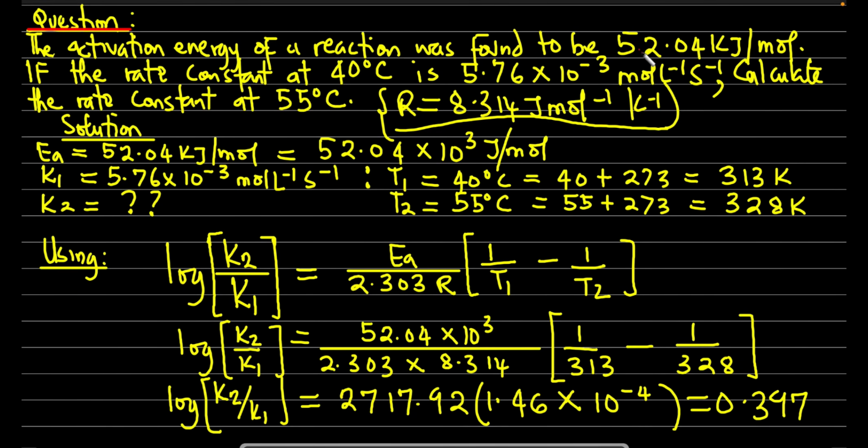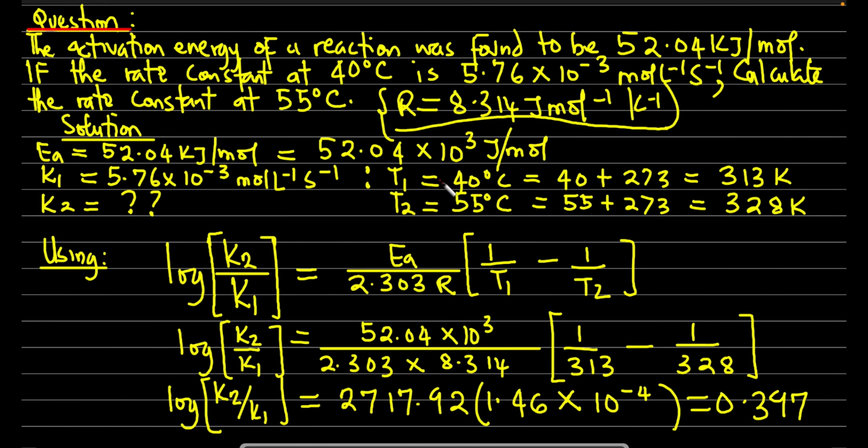Now the first, they give us this rate constant. The rate constant at 40 degrees, the first temperature, becomes the first rate constant, that's the K1. So we say K1 is equal to 5.76 times 10 raised to the power of minus 3, and T1 is 40 degrees Celsius. Remember, you must ensure that the temperature matches with what we have here.